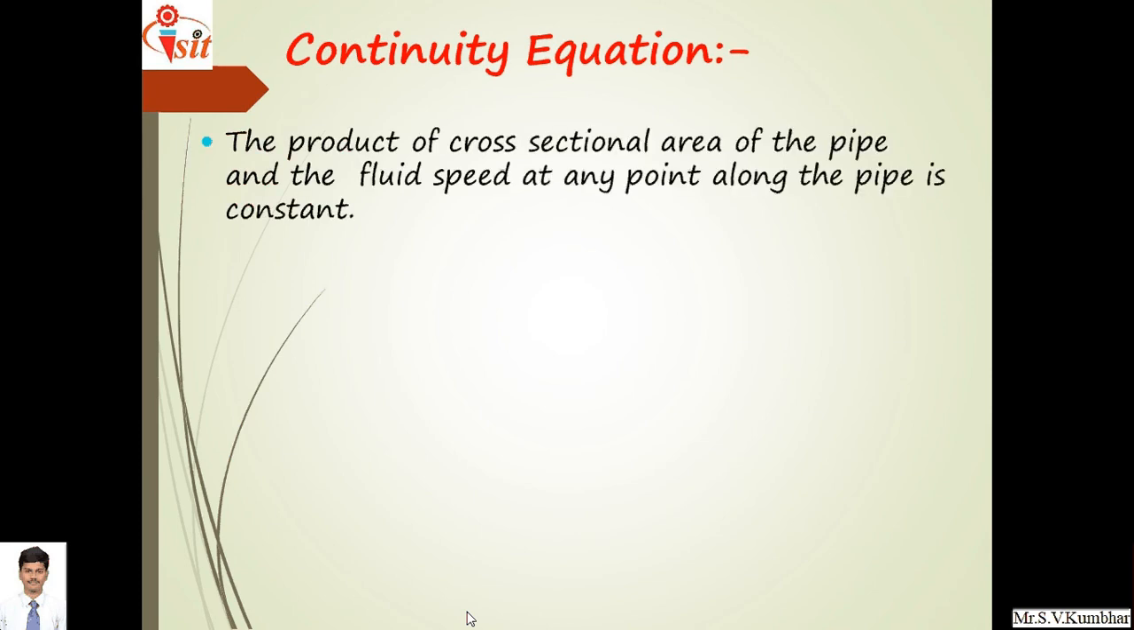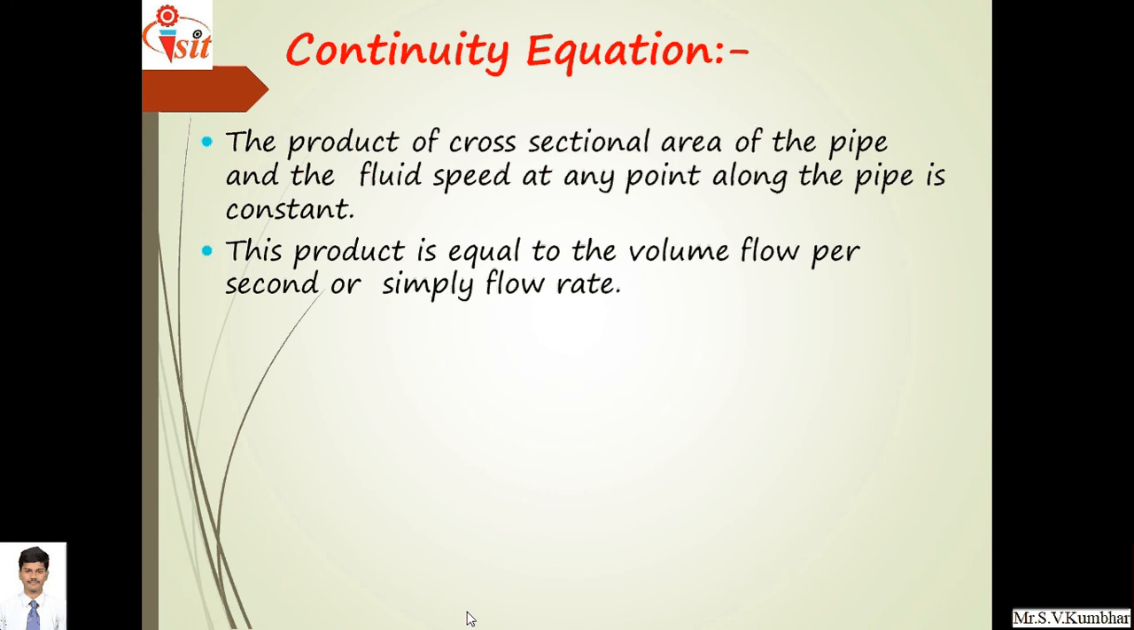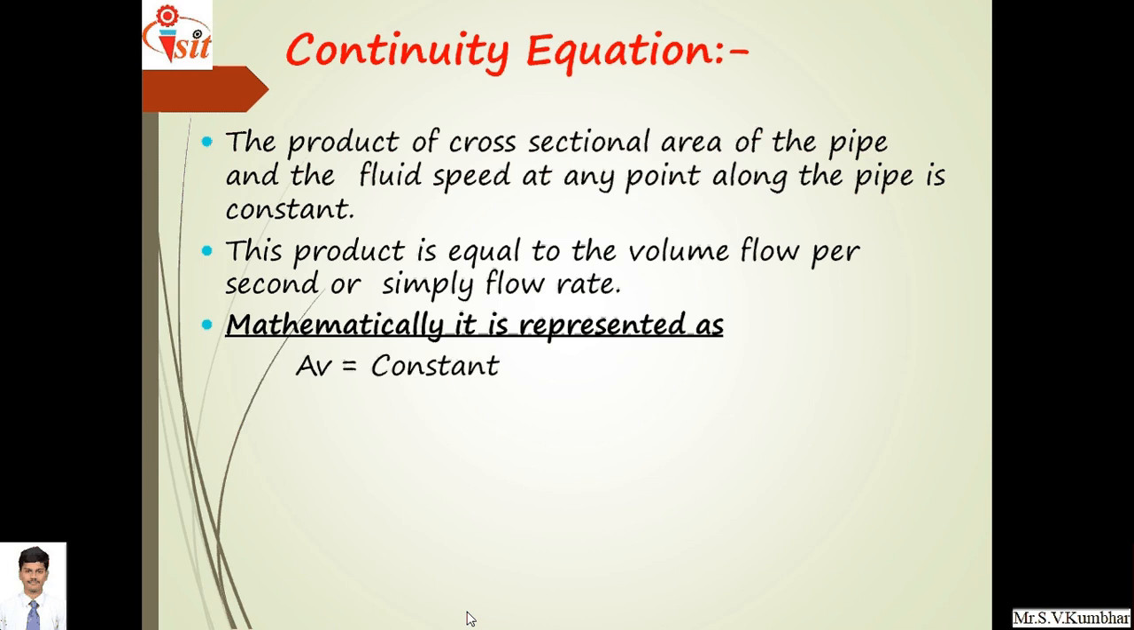Also, the continuity equation says the product of the cross-sectional area of the pipe and the fluid speed at any point along the pipe is constant. That is, the product of area into velocity is equal to constant, which is nothing but discharge. So this product is equal to the volume flow per unit second, or simply flow rate, and mathematically it is represented as A into V is equal to constant, which is nothing but Q is equal to A into V.